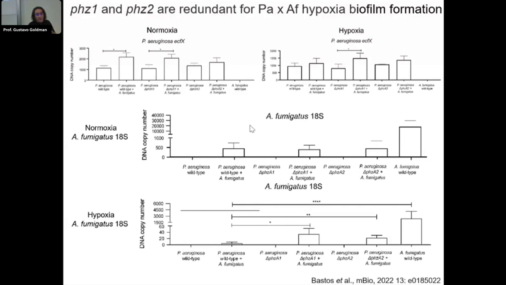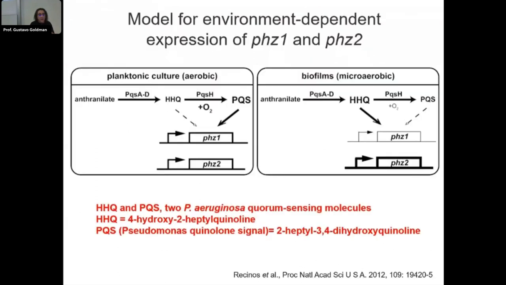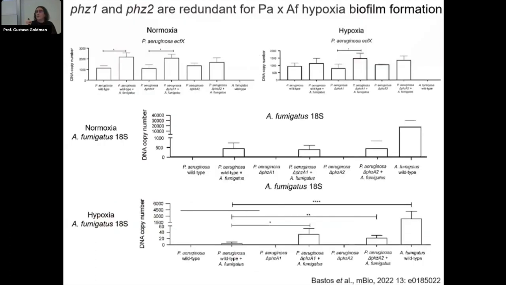And then when we measure Aspergillus, we see that also during normoxia we don't see really a big difference in terms of concentration comparing the wild type Pseudomonas and the mutants. In hypoxia, we see a little bit, but the two mutants are about the same, indicating that the two operons for phenazine are very redundant. They are working redundantly in the presence of fumigatus. It means that this model that I showed to you is probably working when Pseudomonas is alone or in in vitro conditions. But when Pseudomonas interacts with fumigatus, we don't see really one operon prevailing over the other operon.